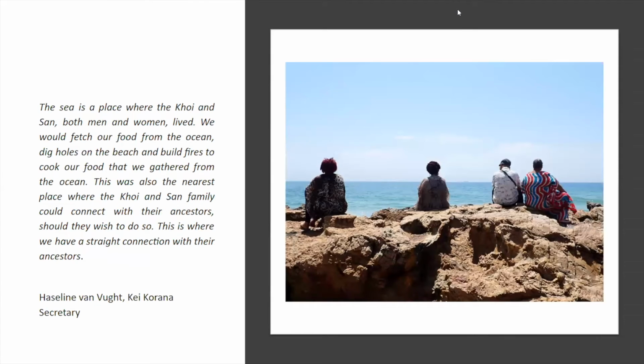Then from Hesse, the sea is a place where the Khoisan, both men and women, lived. We would fetch our food from the ocean, dig holes on the beach, and build fires to cook our food that we gathered from the ocean. This was also the nearest place where the Khoisan family could connect with their ancestors, should they wish to do so. This is where we have a straight connection with the ancestors.